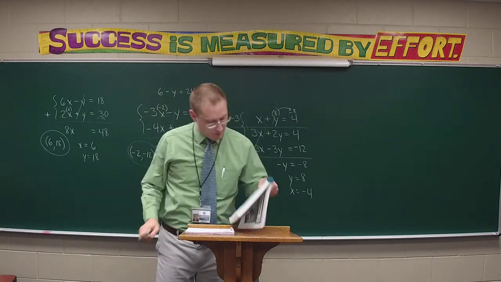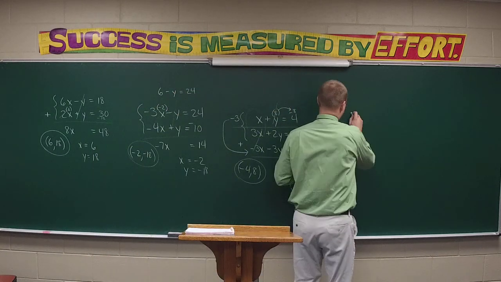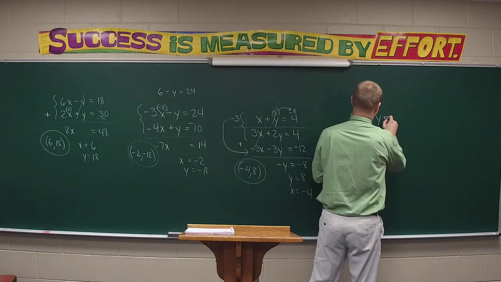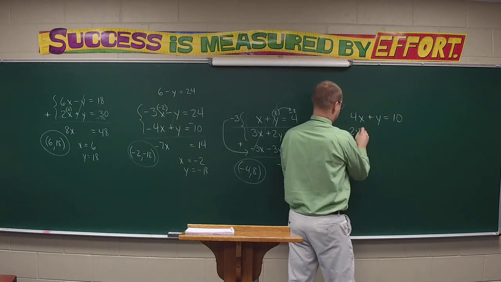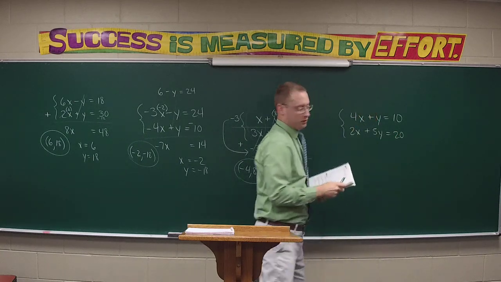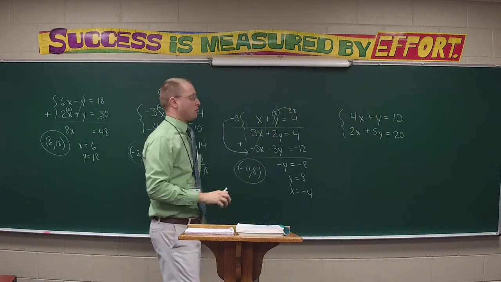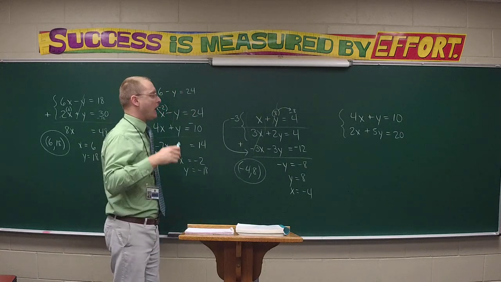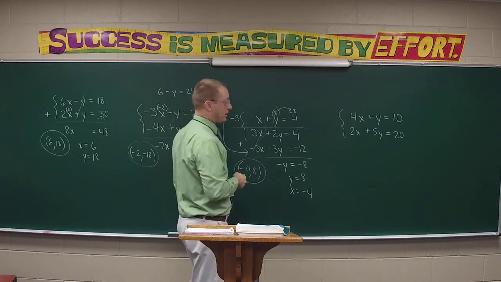All right, and then number 7 was the last one you had to do. We've got a 4x positive y is equal to 10, and we have a 2x positive 5y equal to 20. And Michael, again, they've already lined up the x's and y's for us, which is awfully nice of them. I need to pick a letter to get rid of.